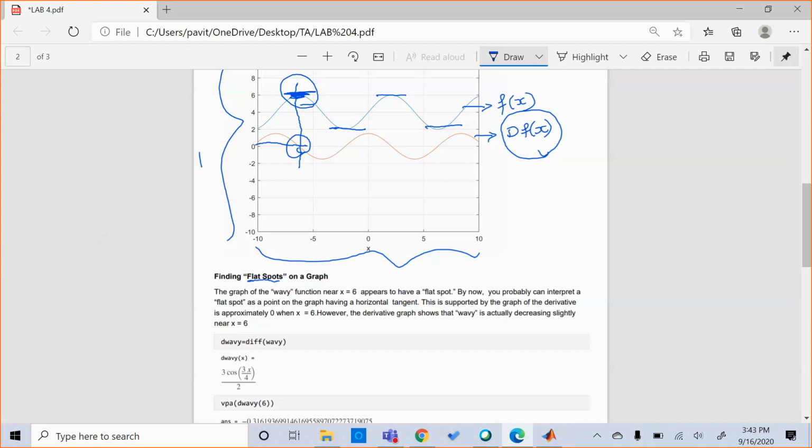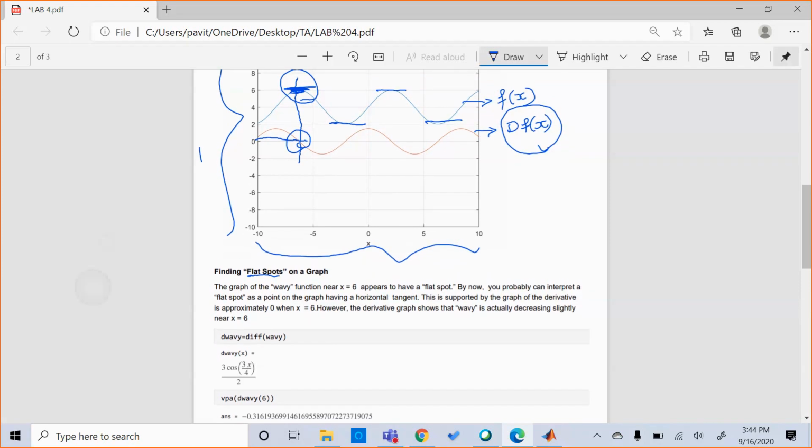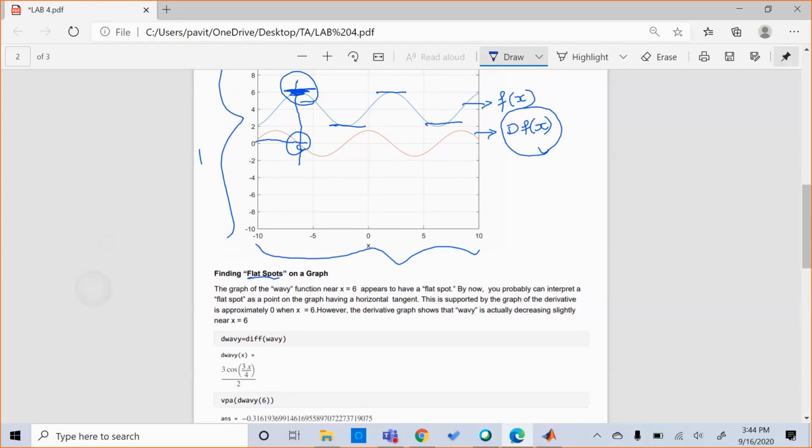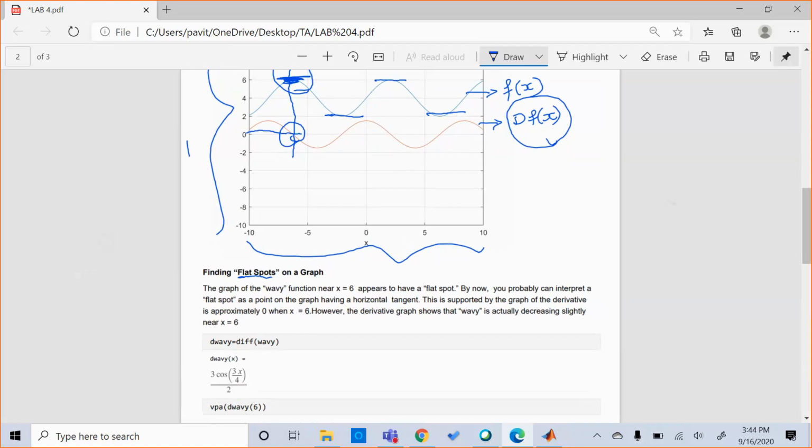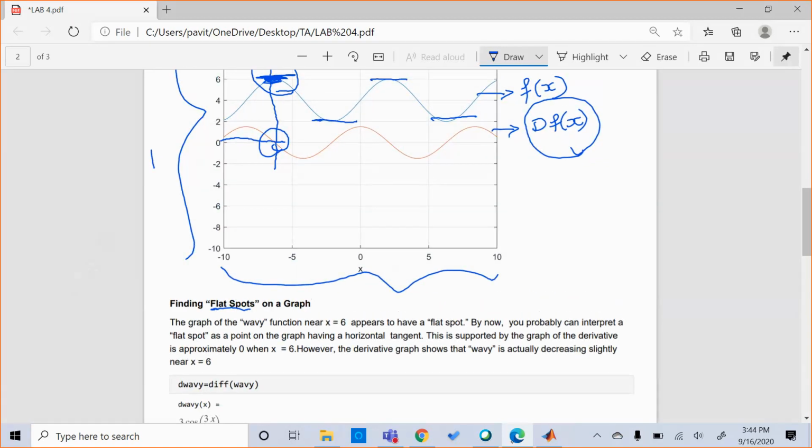So as you can see here, let me take one point. Okay. Let me say that I take this point. This is a horizontal line, and also this is what? Derivative. And the value of your derivative is 0. Right?